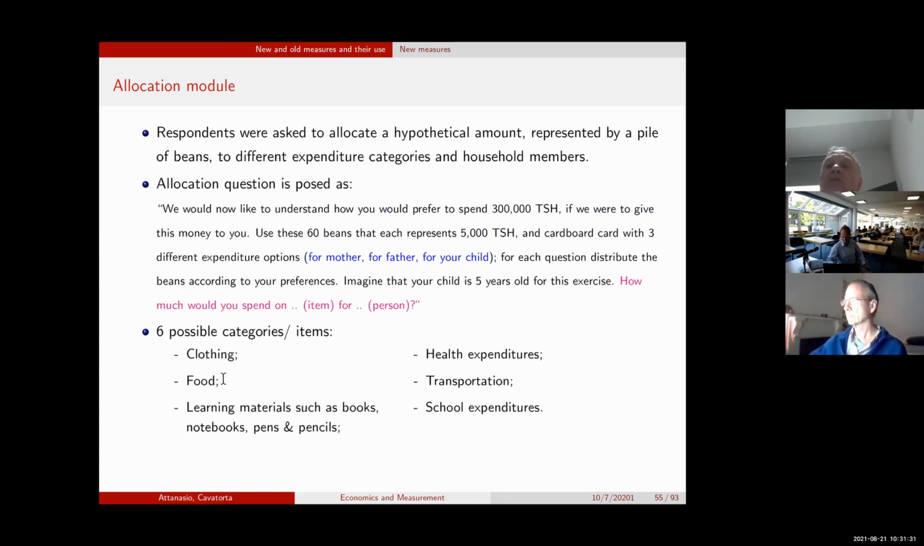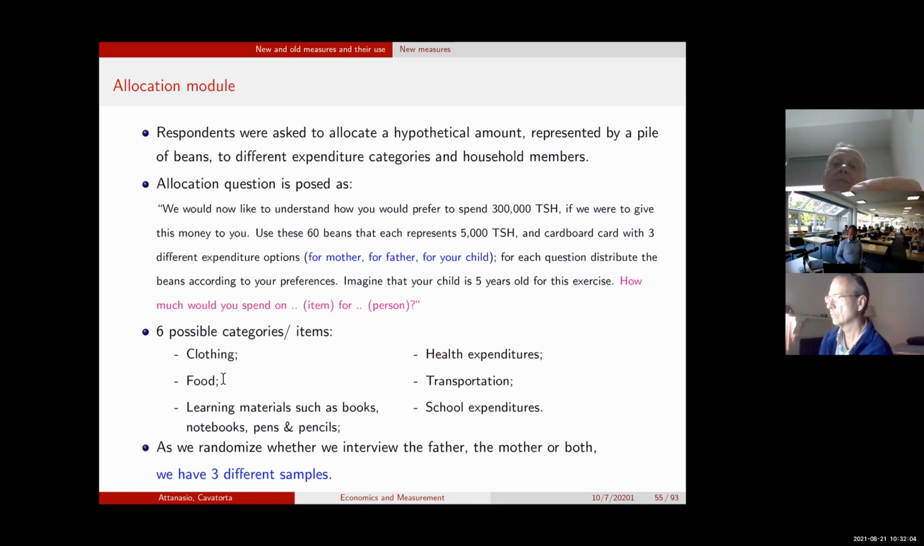So on the hypothetical questions, there we have 6 categories that can be more or less matched to the actual expenditure data. So we have clothing, health, food, transportation, learning materials, and school expenditure. And then for each of them, we say, would you spend this for yourself, for your spouse, or for the child? So we have 18 boxes that are filled in.